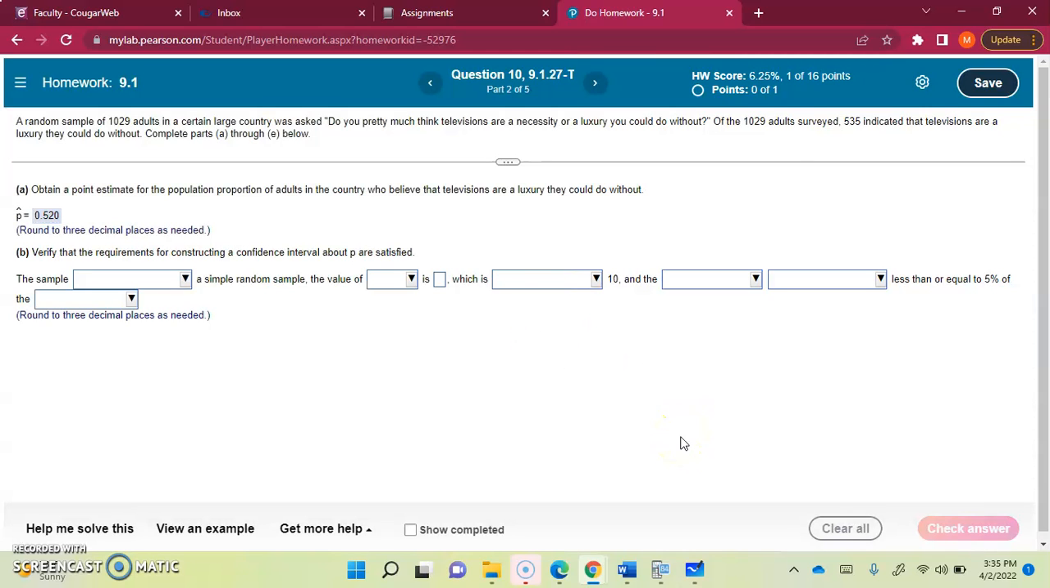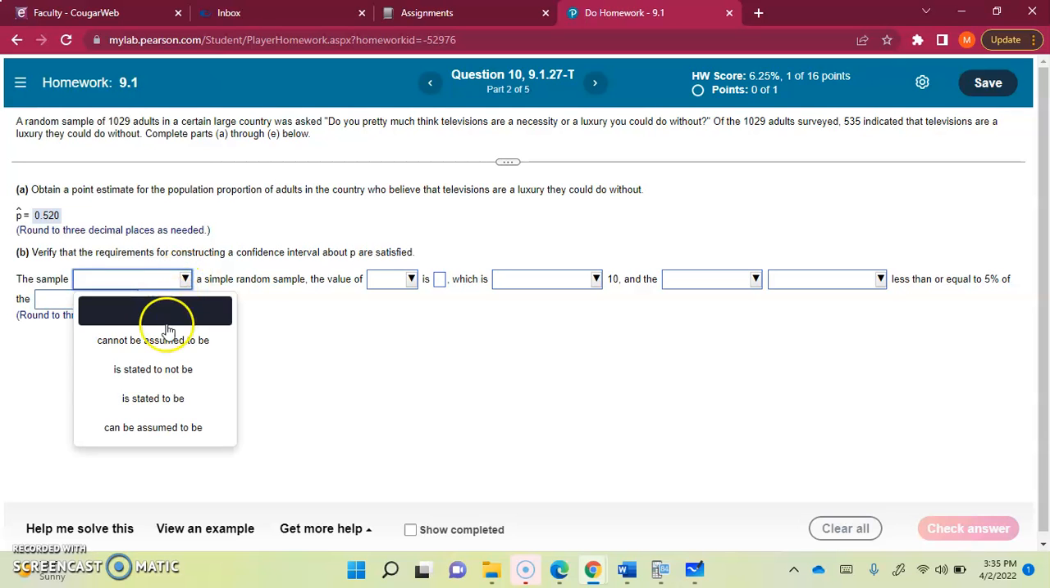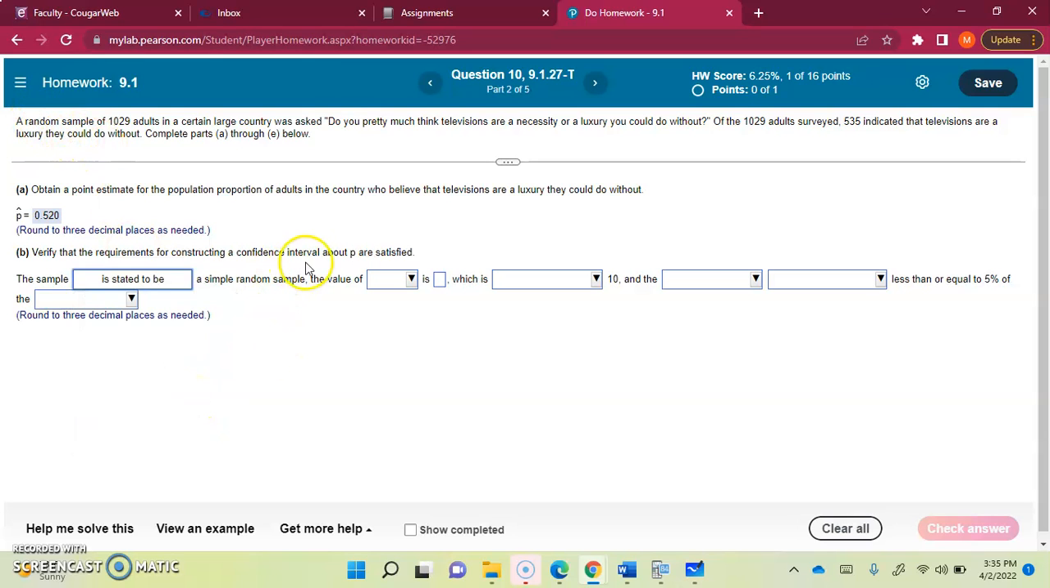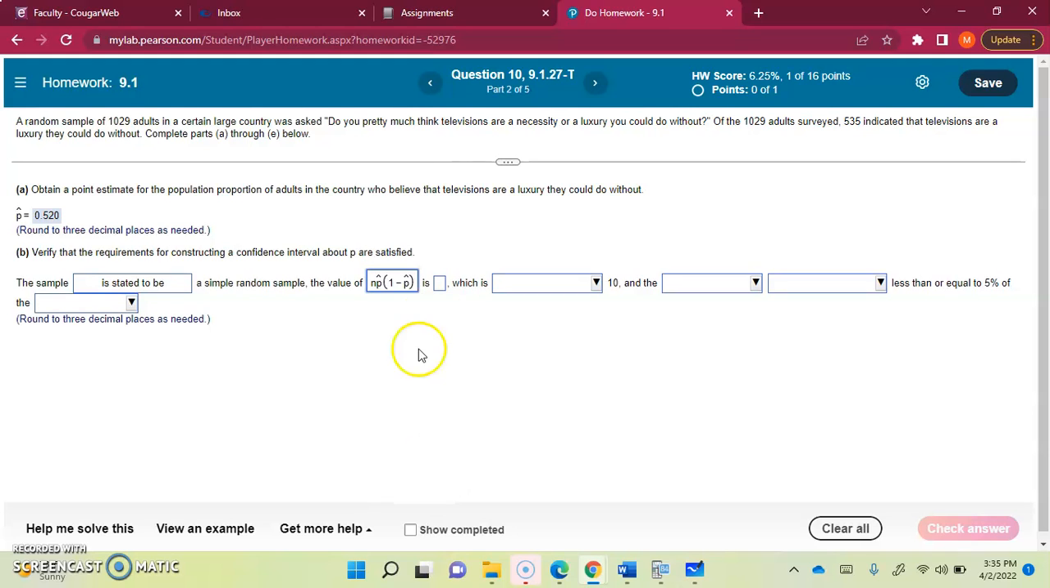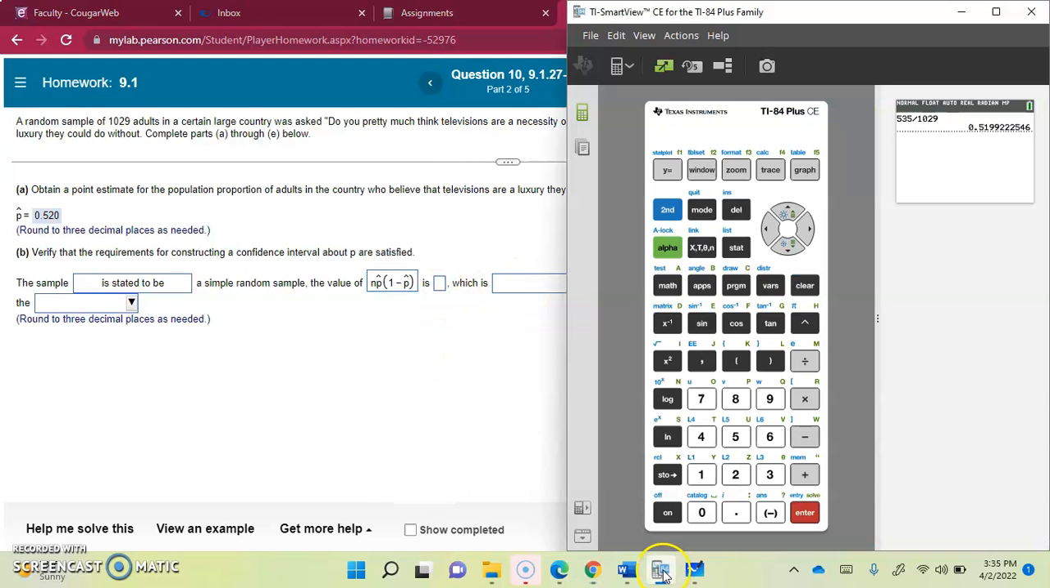Let's read the next part. To verify the requirements for finding the confidence interval, the first one is that the sample is random. If you read the question, it says it is a random sample, so it is stated to be. The second condition, you have to calculate and check if it is more or less than 10.